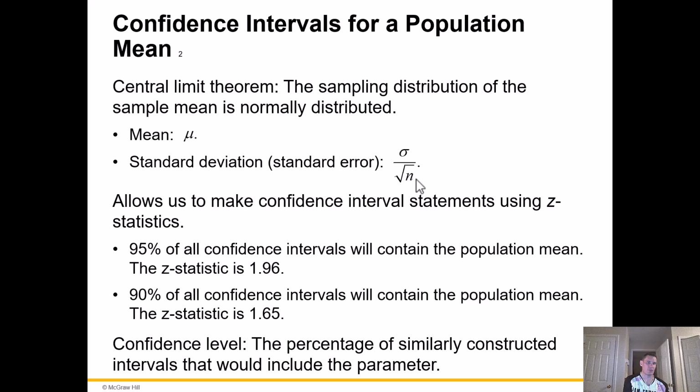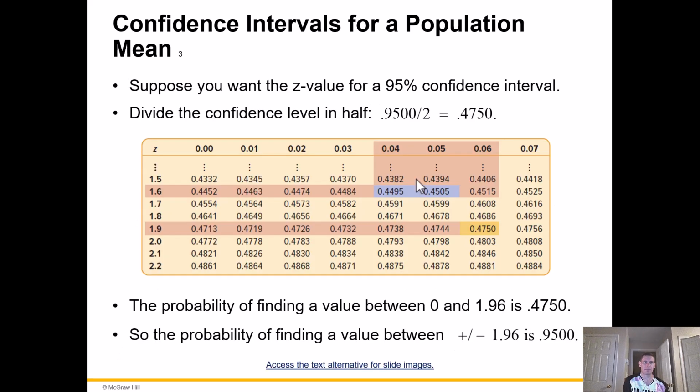So 95% of all confidence intervals will contain the population mean, and the z-statistic is 1.96. And 90% of all confidence intervals will contain the population mean. The z-stat for that is 1.65, and so on and so forth. The confidence level is the percentage of similarly constructed intervals that would include the parameter.